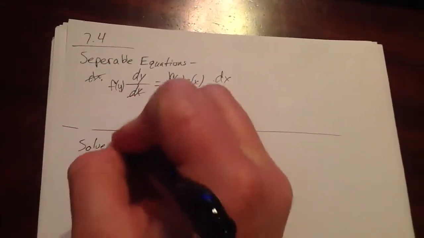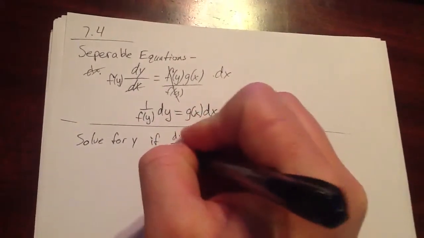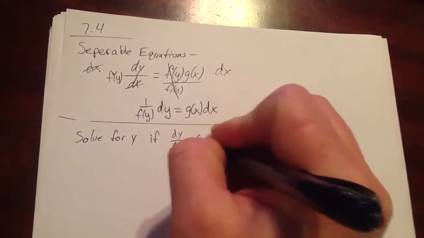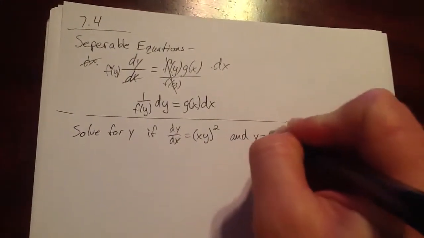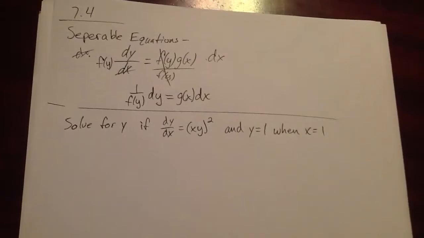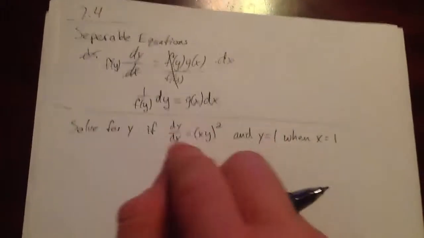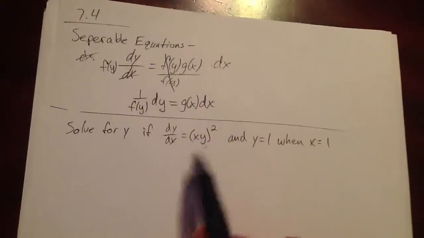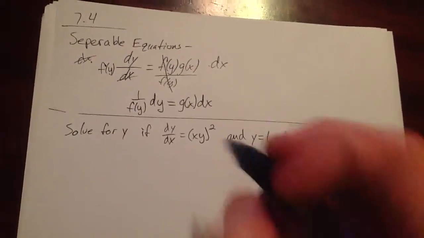It says solve for y if dy dx equals xy squared and y equals 1 when x equals 1. Alright, kind of weird at first. First thing I'm going to do with this, notice this is dy dx, and then over here we have an x and a y, kind of the same as we had here. So I'm going to get all the x's on one side and all the y's on the other. That's why it's called a separable equation.